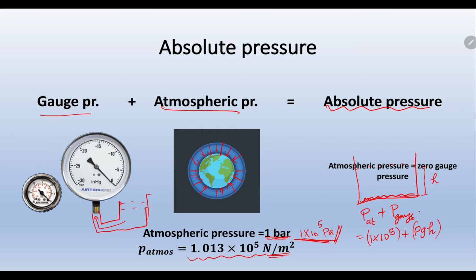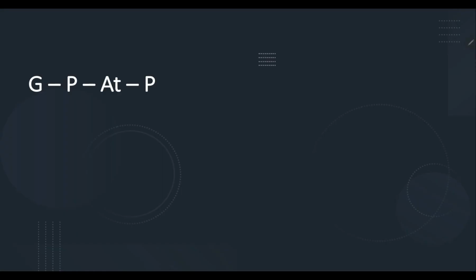By the way, atmospheric pressure is nothing but zero gauge pressure. Just to make sure you're aware. The top of the tank experiences zero gauge pressure, otherwise P gauge equals 0 pascals, but it experiences exactly the atmospheric pressure, 1 bar. I wanted to make sure it's easy for you all to remember, so I was thinking of how to make it fun.